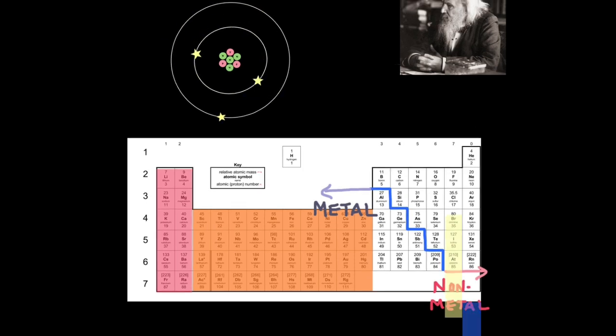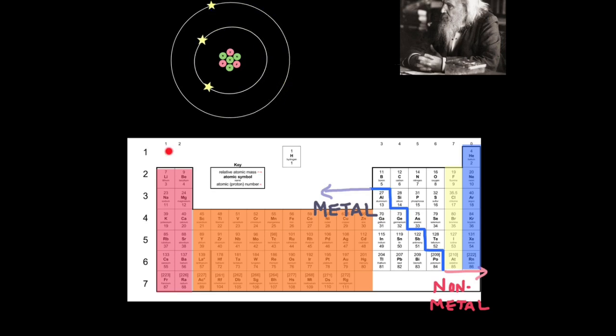Now, if we look here, we find the most reactive non-metals. These are called the halogens. And finally, we find the least reactive, kind of boring group of elements called the noble gases or the inert gases. But I'm sure you've also noticed the numbers on the periodic table.